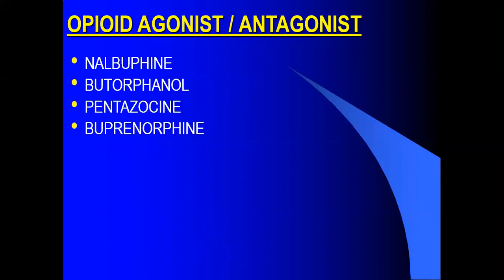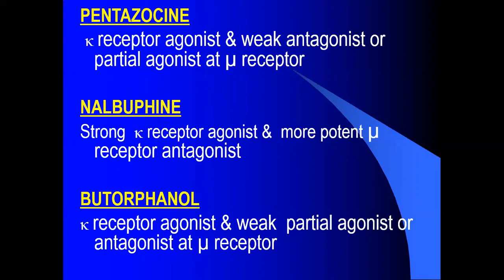Opioid agonist and antagonists: nalbuphine, butorphanol, pentazocine, buprenorphine. These are the opioid agonist and antagonists, they have both actions. Pentazocine can act on the receptor. It is a kappa receptor agonist and weak antagonist or partial agonist at the mu receptor. Nalbuphine, so you see they have got mixed actions, mixed agonist but weak antagonist effect.